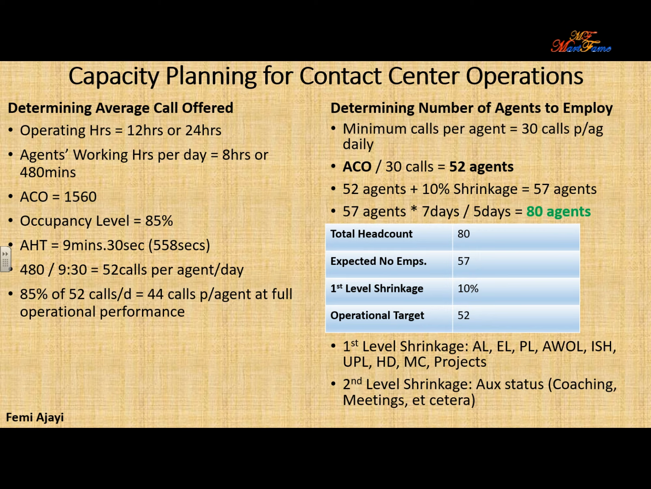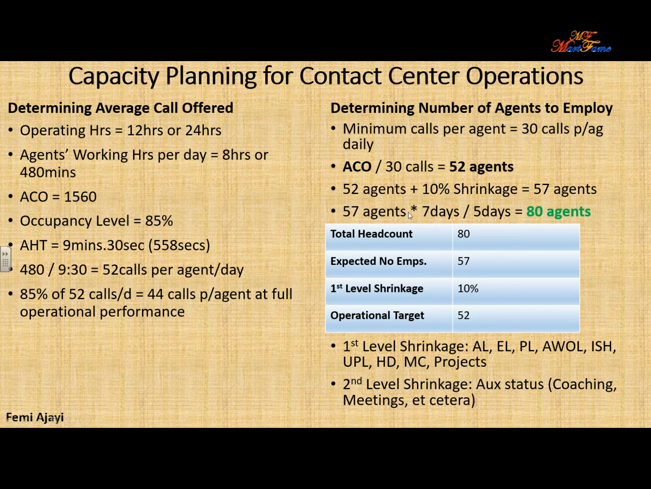So how do we now know how many agents we need to employ to be able to run through the 7 days? So in that case, 57 agents times 7 days a week divided by 5 days that each agent will be working, that will give you 80 agents that you need to employ. So the total FTE here is going to be 80 agents that you need to employ.